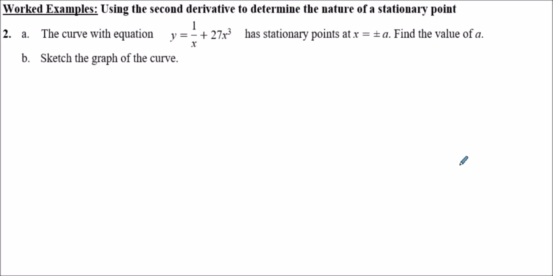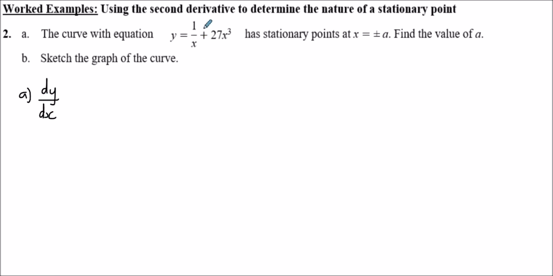Lastly, question 2, we've got this curve here, y equals 1 over x plus 27x cubed, has stationary points where x is plus or minus some constant a. So for part A, we need to find the value of this constant. So for part A, we need to find the gradient function.